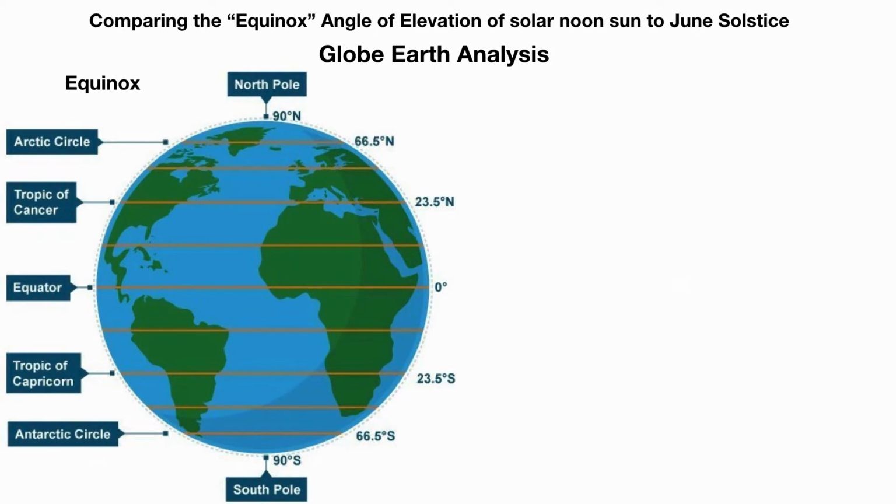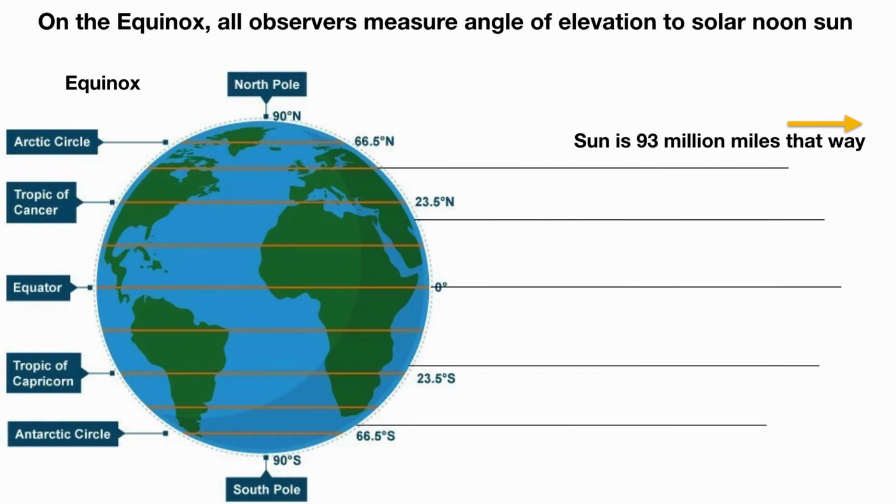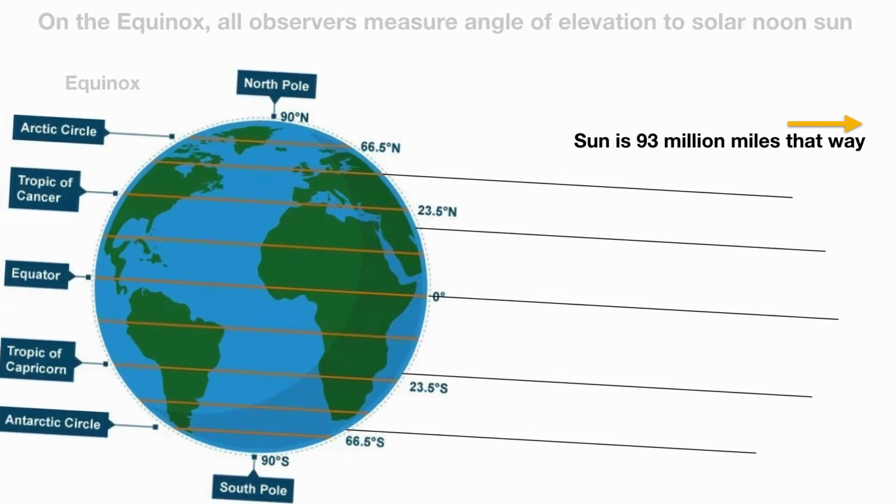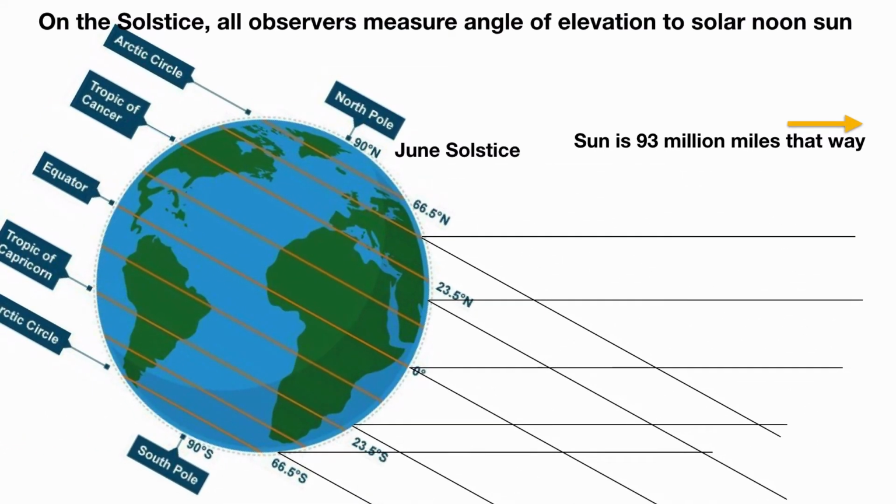If the Earth were a globe, on the other hand, again, let's take a look at the equinox. The sun is 93 million miles away to the right. So the sun is directly above the equator. Everybody measures their angle. But then on the June solstice, the Earth is tilted 23.4 degrees towards the sun, which means that everybody's angle is going to be exactly 23.4 degrees northward, no matter the observer.